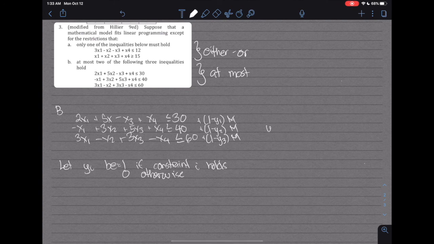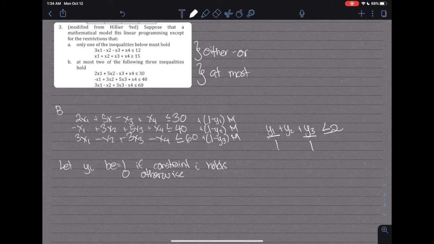Therefore, we must say that the sum of y1, y2, and y3 cannot have a value more than 2, so that at most two of the constraints hold. It means if y1 is 1 and y2 is 1, y3 will be forced to take on a value of 0. Constraints 1 and 2 are the only ones that hold. Or if y1 and y3 are 1, y2 automatically gets a value of 0. So we only get two constraints holding.